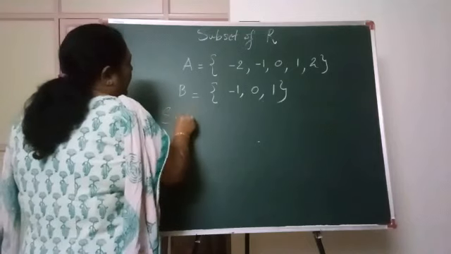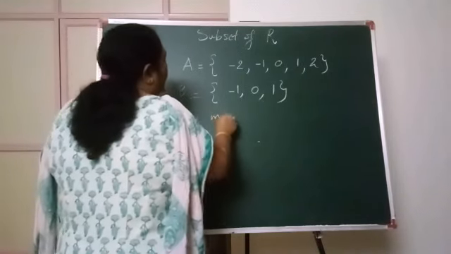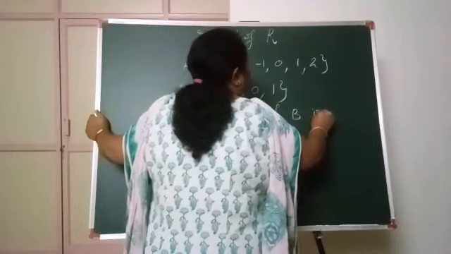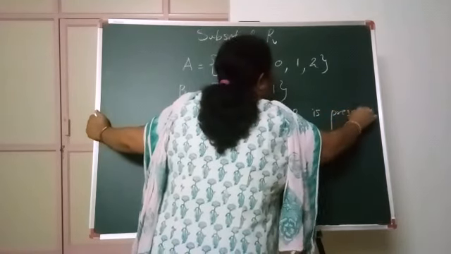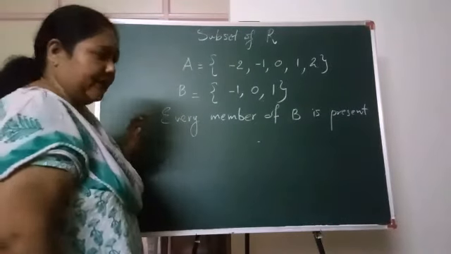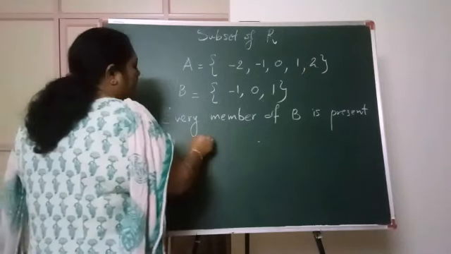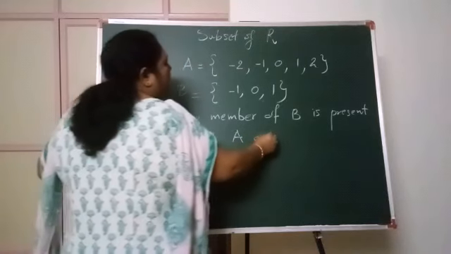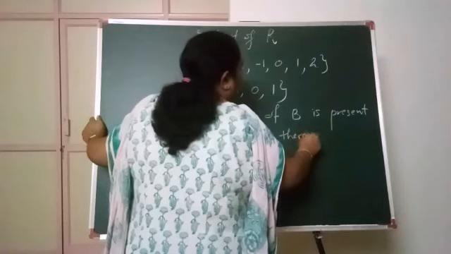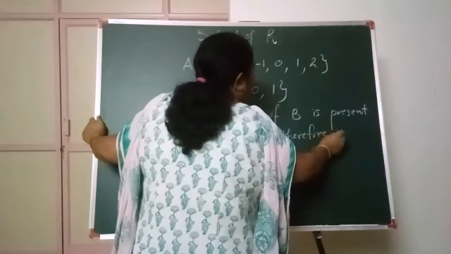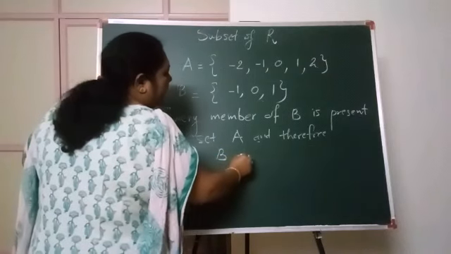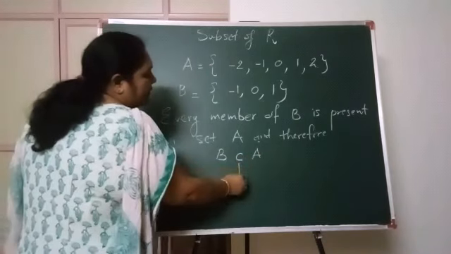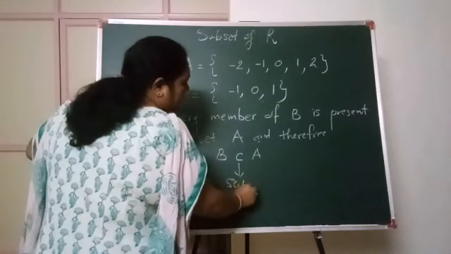So I say every member of capital B is present in set capital A, and therefore we can say that capital B is a subset of A. So this is the symbol for subset. This symbol stands for subset.